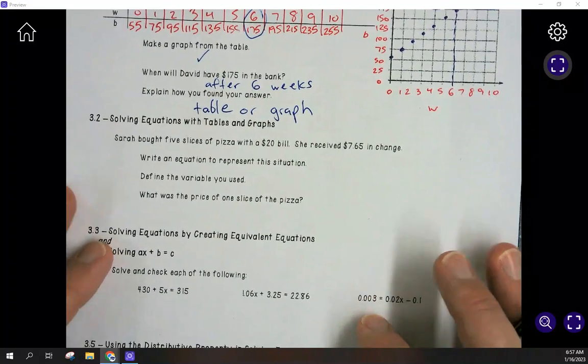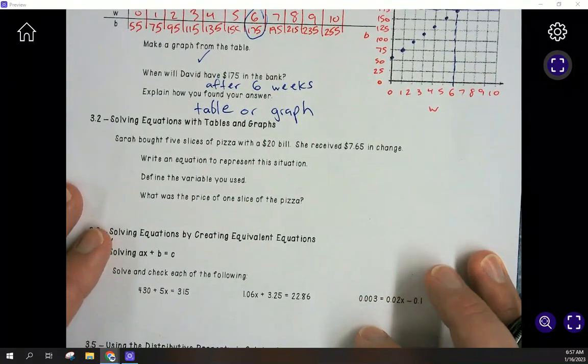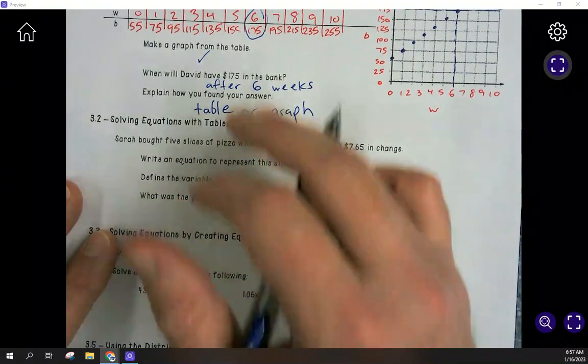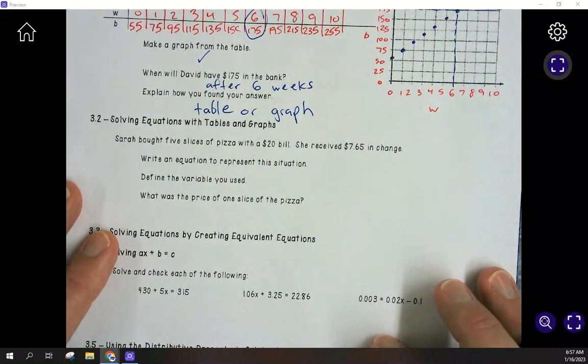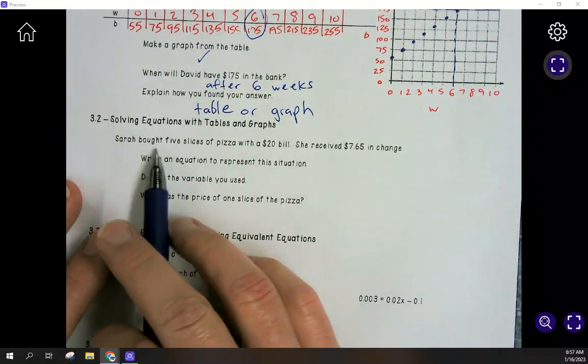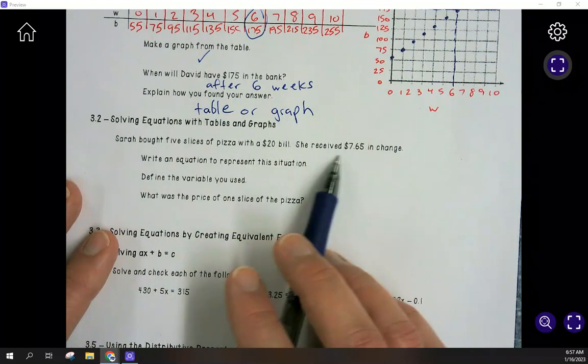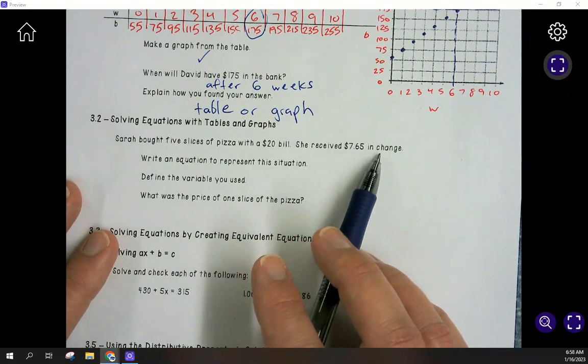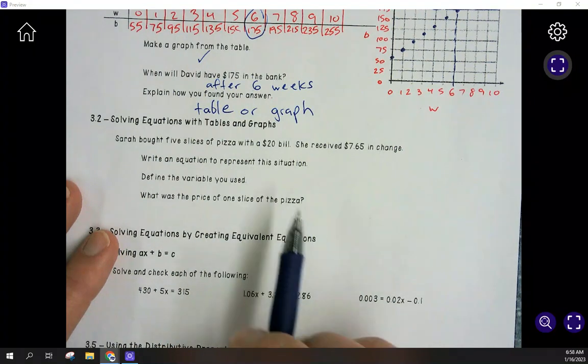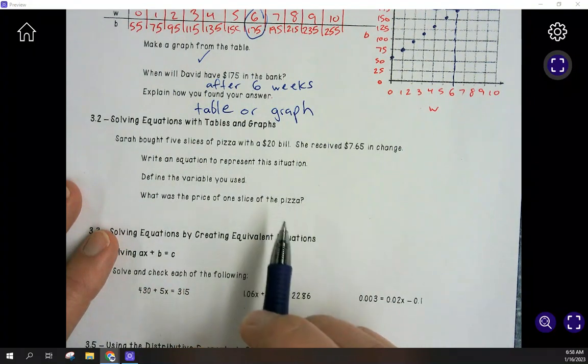All right, 3.2, we just started writing the equations. We weren't solving them yet. So just practice with writing, which we actually already did here in 3.1. So let's try another one. Sarah bought 5 slices of pizza with a $20 bill, and she received $7.65 in change. So we can figure out how much the pizza cost. So we're going to write an equation to represent this.